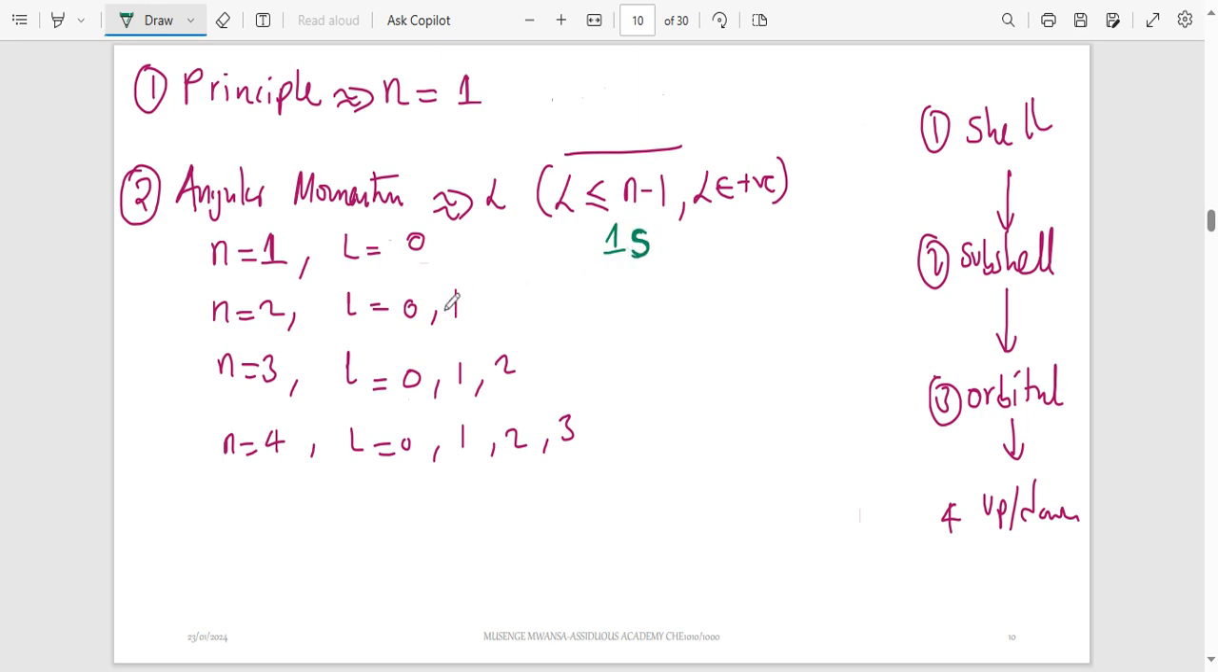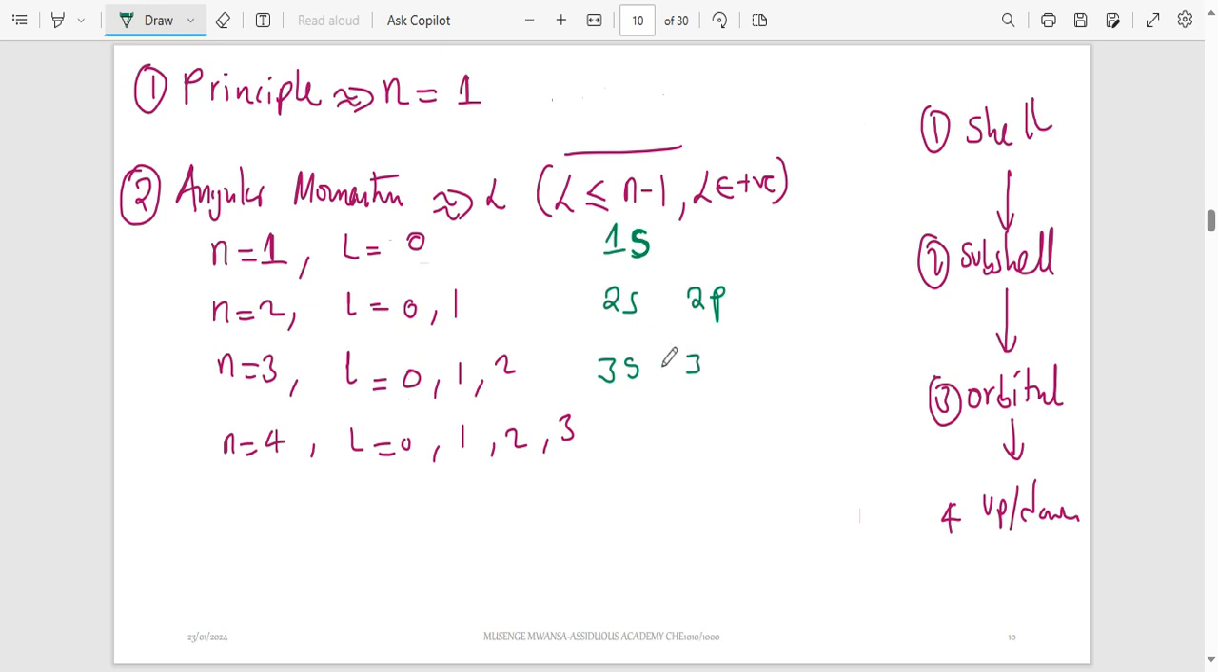S orbital. So for the second energy level, you can see we have got 0 and 1. When L is 0, that is called an s orbital. But because it's in the second energy level, we're going to put a 2 in front, so that will be 2s. When L is equal to 1, that is a p orbital. So we're also going to have 2p. If you go to n is equal to 3, because of the 3, we're always going to put a 3 in front. When L is 0, that is going to be s.